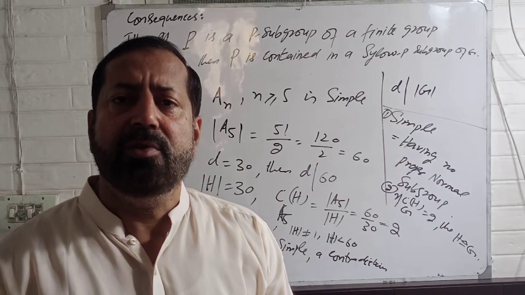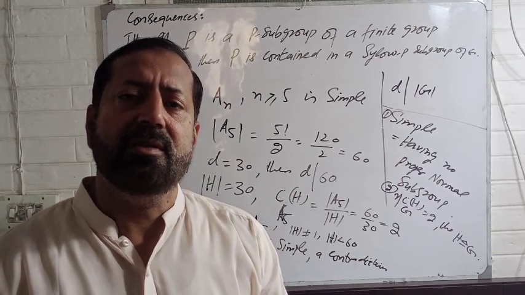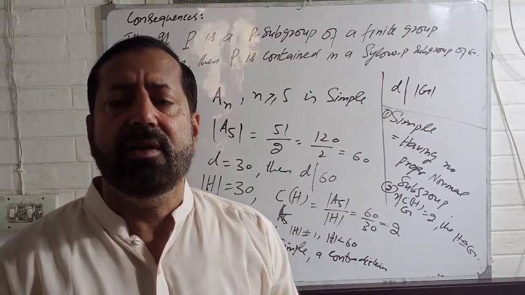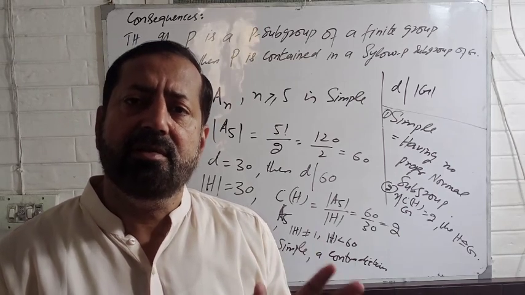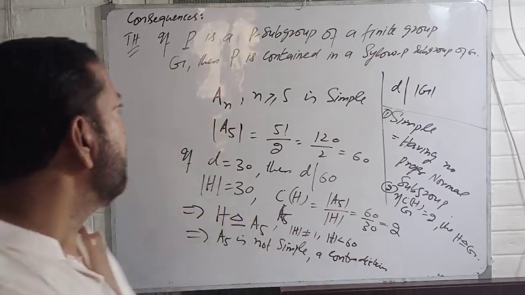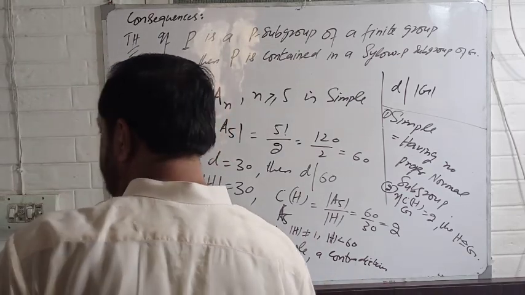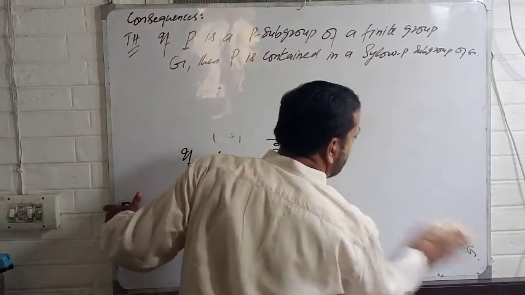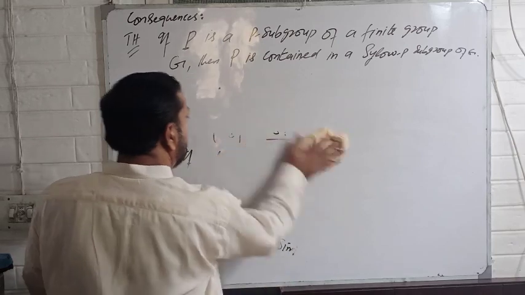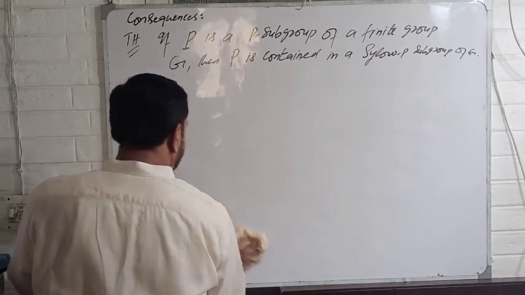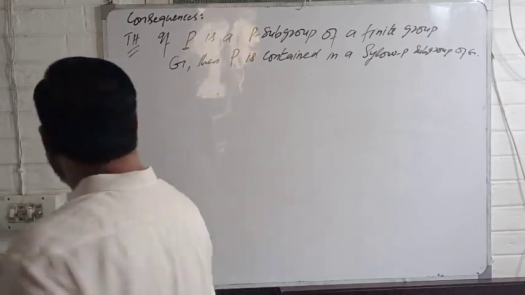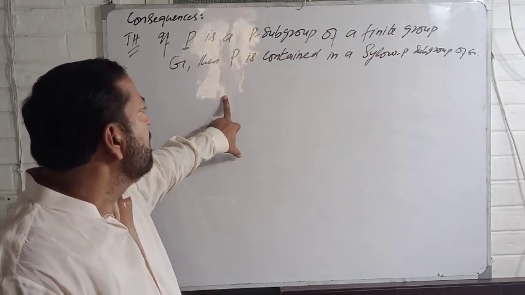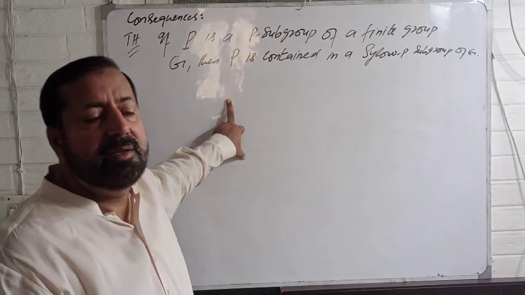Now I want to give you a few of the consequences. These are very popular consequences in the form of theorems, and I am going to elaborate these results in this lecture. The first one is: if P is a p-subgroup of a finite group G, then P is contained in a Sylow-p subgroup.